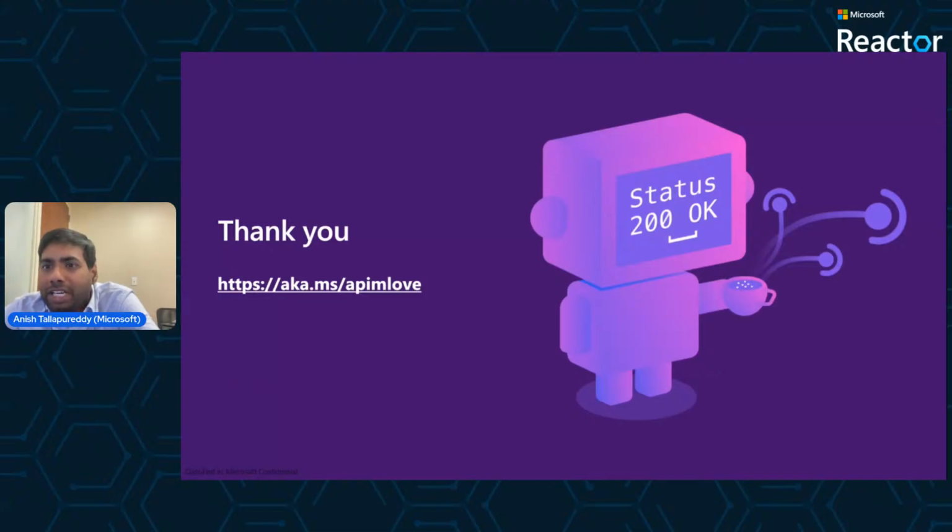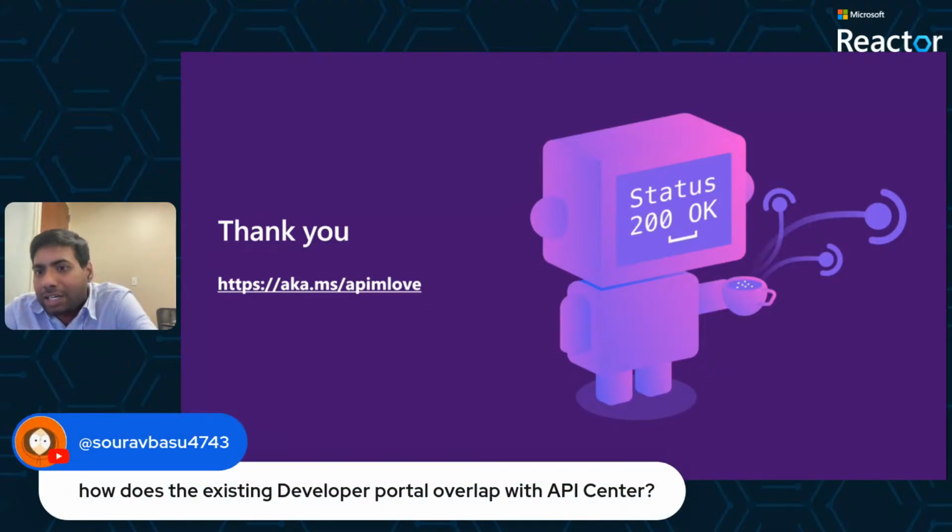Let me see. There are a few questions there. How does the existing developer portal overlap with API Center? Yes, that's a good question. The developer portal is primarily something that you use for external customers, and where you can set up auth and everything. API Center also has some similar capabilities. Now we are trying to see how to bring those two things together and make it work for customers. But for now, both of them will continue to exist side by side.